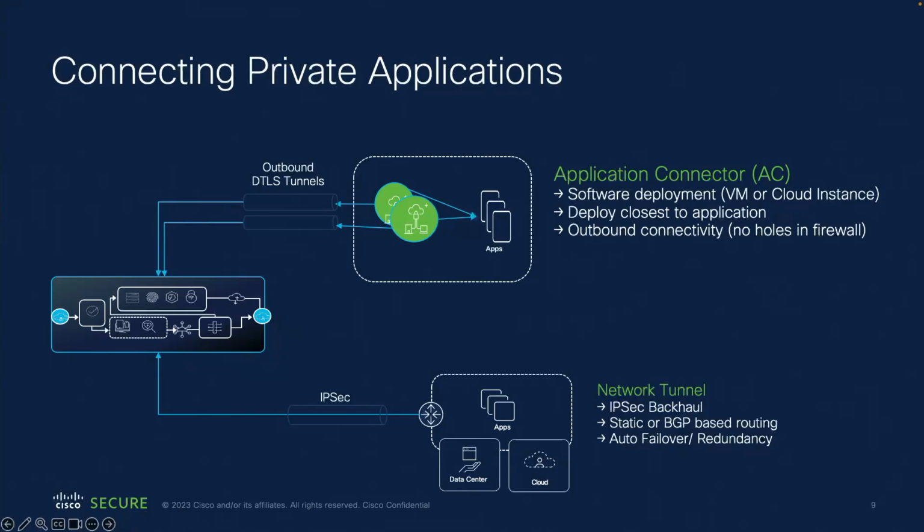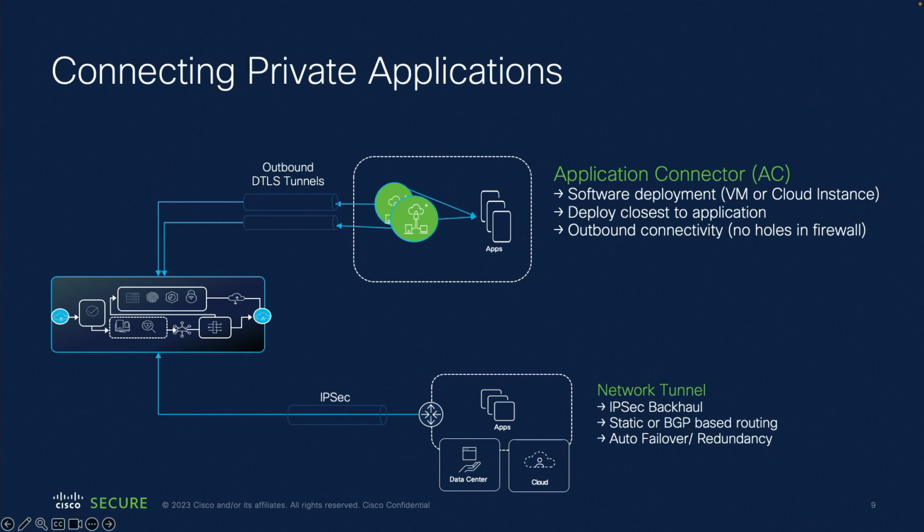Now moving on to how we onboard our applications. Okay, so we have two options here. I'm going to start at the bottom. This is our traditional IPsec backhaul connection. So we've got our applications perhaps deployed in an on-prem data center. You can establish a site-to-site connection with our cloud service, the Secure Access Cloud, and you'll be able to reach those applications.